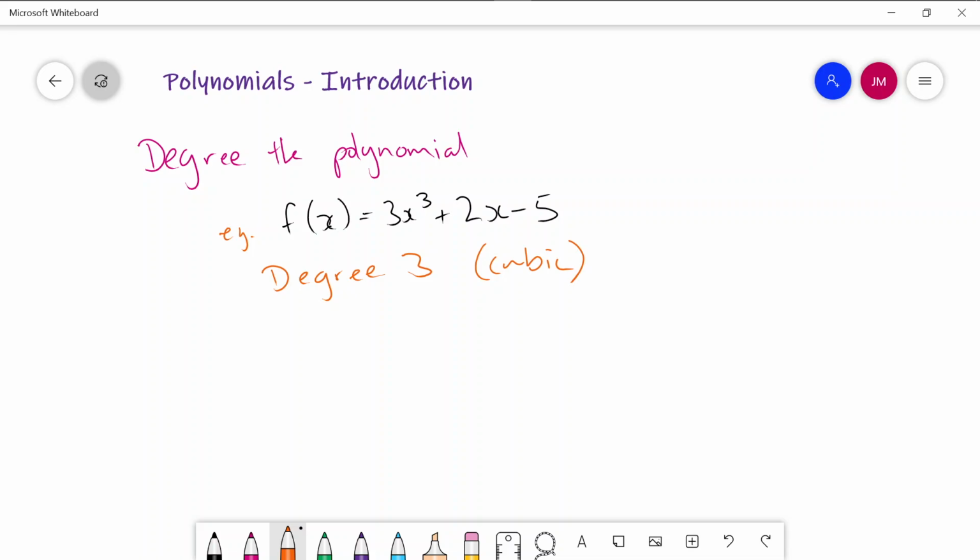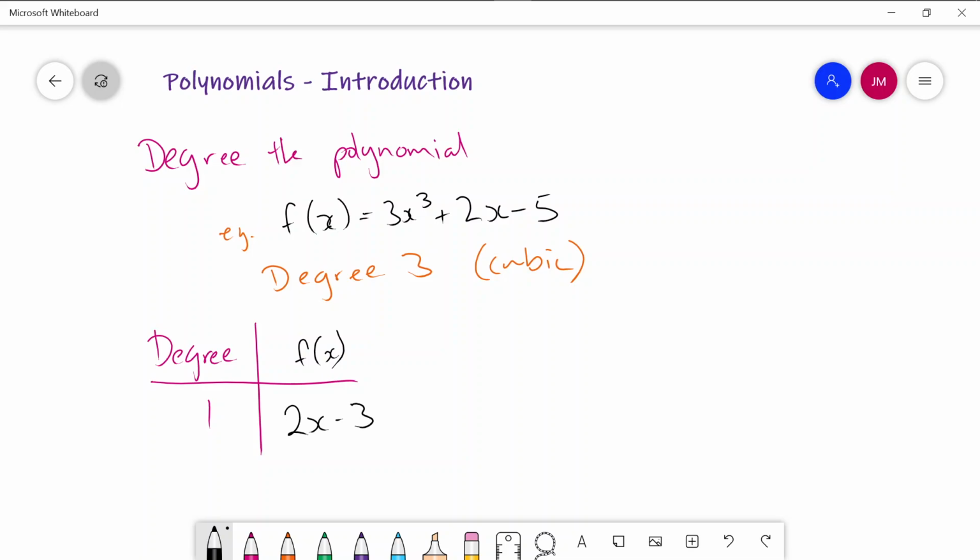Likewise, if we had a degree 1, that just means that anywhere in the function, the highest power of x is 1. So, for example, f of x, we could have 2x minus 3. And they're always going to be linear. If we had a degree 2, it means that the highest power of x must be 2. So let's say we had 3 minus 4x squared, which is our quadratics, and so forth. And that means that we can keep going higher and higher.